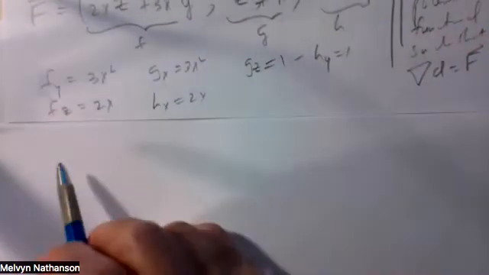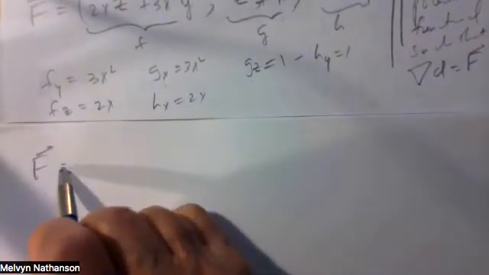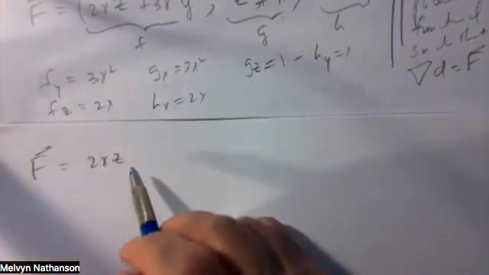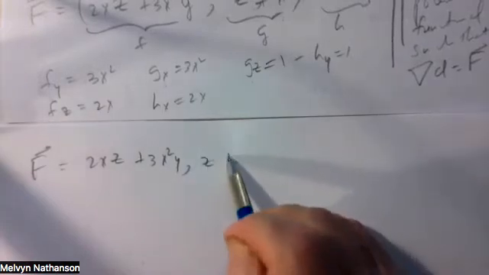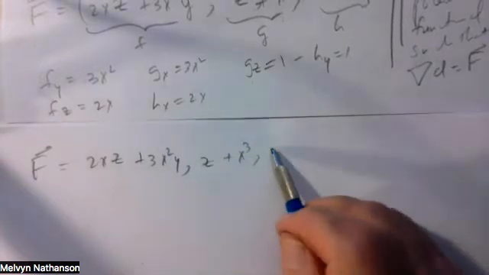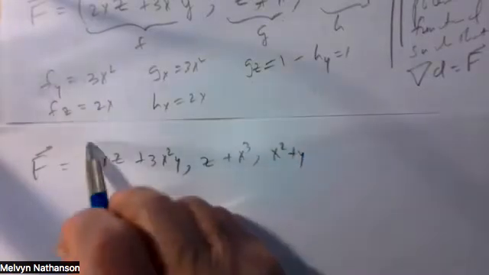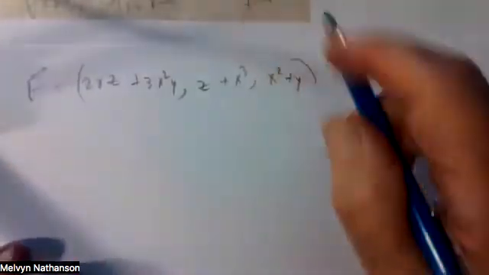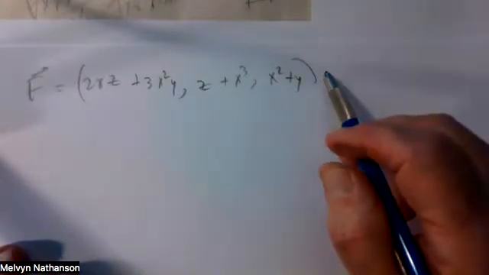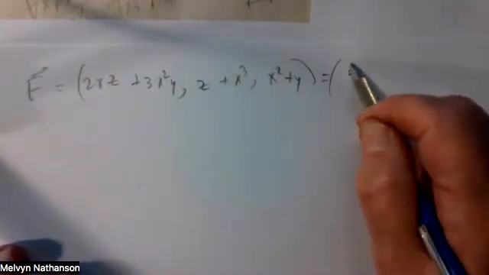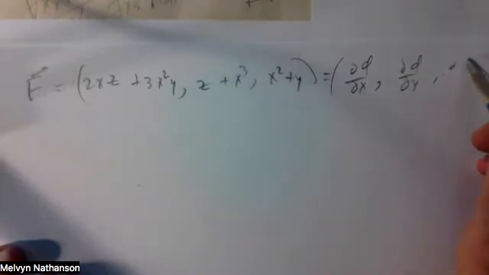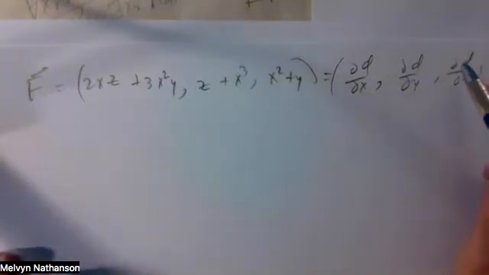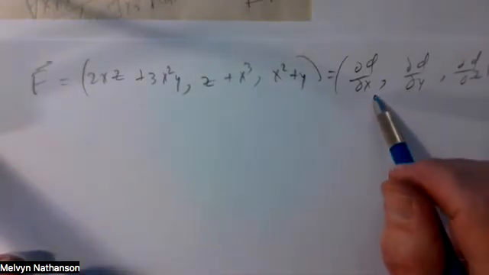So if that is going to be satisfied, then here we have f, which is (2xz + 3x²y, z + x³, x² + y). And I want to find a scalar function phi such that this is (partial of phi with respect to x, partial of phi with respect to y, partial of phi with respect to z). And we can try to find phi by integration.